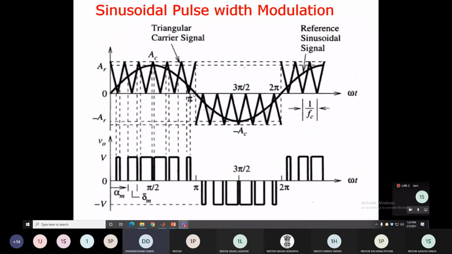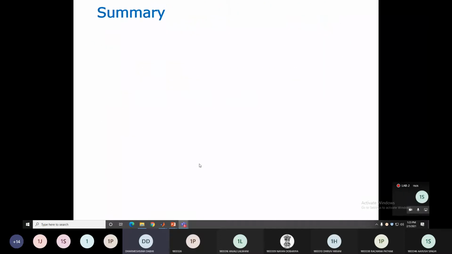Same way, in the negative cycle from 180 to 270, the sine wave is increasing, but in the negative direction. But you can see that the width of the output voltage is also increasing, but in the negative direction. Okay. And at 270, that is the maximum. And from 270 to 360, the magnitude of the sine wave is decreasing, so the width of this output voltage is also decreasing. Okay. So this is the basic concept of the sinusoidal pulse width modulation technique.